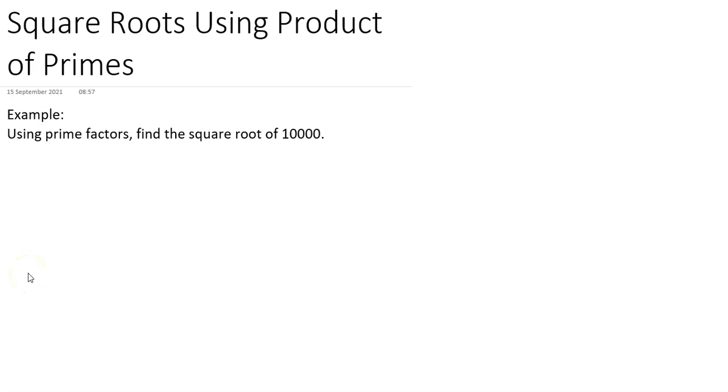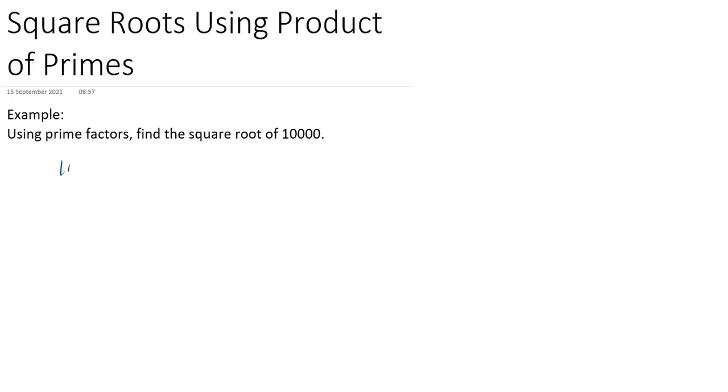In this example, we're going to look at how we can use prime factors to find the square root of 10,000. Now, I've picked 10,000 because you should already know that the square root of 10,000 is just going to be 100. So we already know this.